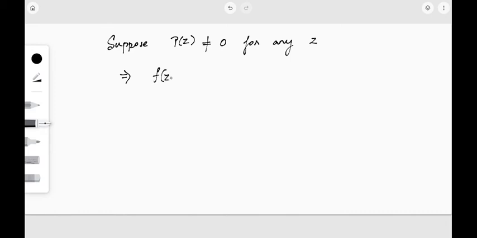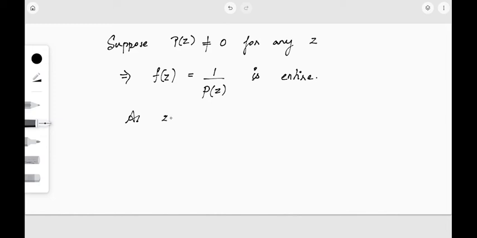I am considering a new function f of z is equal to 1 divided by p of z. Now I can define this clearly. Why? Because p of z is not 0. So if p of z is not 0, this function is clearly well defined. Also, f of z equal to 1 by p of z will be entire. It is analytic everywhere because the denominator is not 0 anywhere. So it is entire.